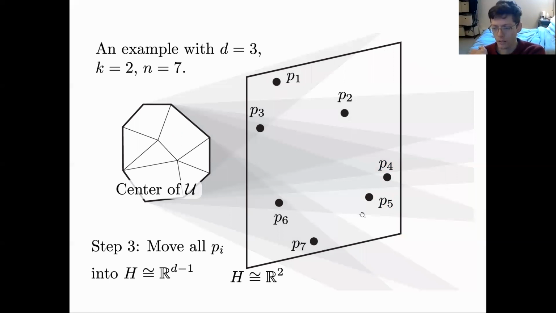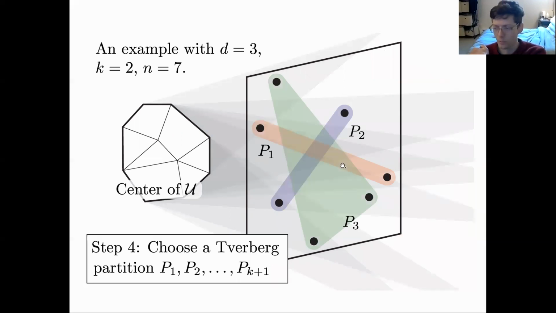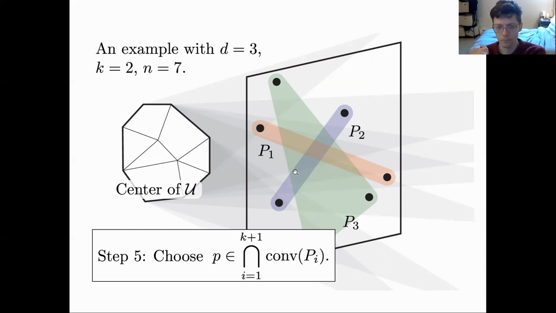So now I've reduced to the case where all my points lie in a codimension 1 subspace of RD. And I've cooked up the numbers basically so that the number of points here allows me to apply a result called Tverberg's theorem, which is a very classical discrete geometry result. It lets me partition all my points into K+1 parts, so here are 3 parts, such that I can choose a common point in the convex hull of all the parts. So I can find this point P, which is in the convex hull of the red points, the blue points, and the green points.